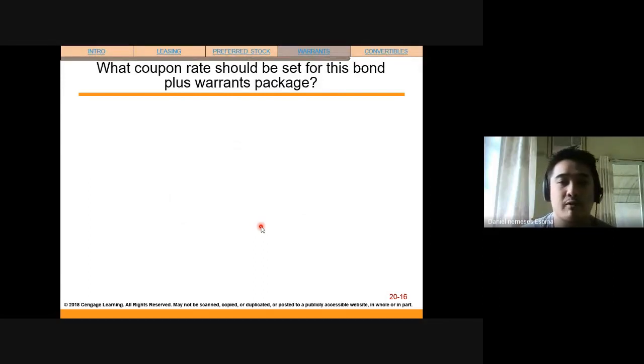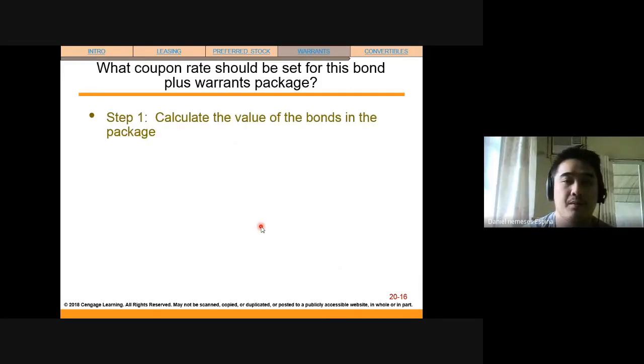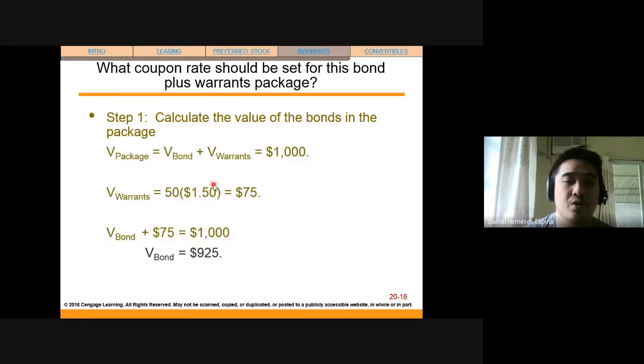So what coupon rate should be set for this bond plus warrants package? So first, I calculate the value of the bonds in the package. So the package we are buying is worth $1,000, but this 1,000 is composed of the value of the bonds plus the value of the warrants. So we can compute the value of the warrants by multiplying 50 by the price of each warrant, which is $1.50. So the total value of the warrants is $75.